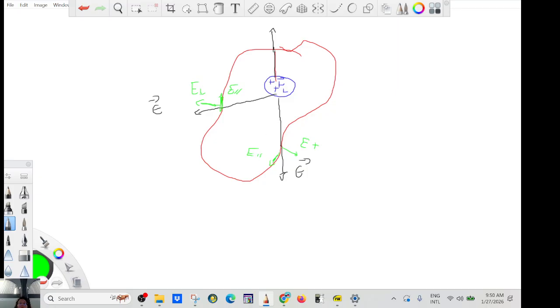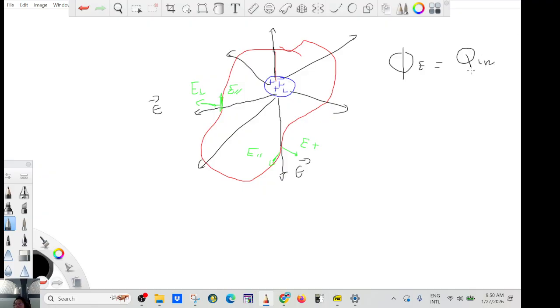But the total number of lines poking through will still be the same, because you have the same source. You have the same amount of water flowing through that bag. So the flux here will be the same, and that flux will only depend on how many charges are inside.